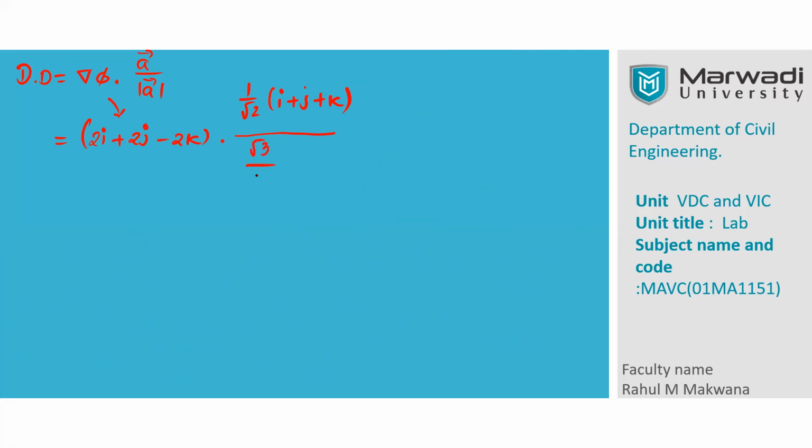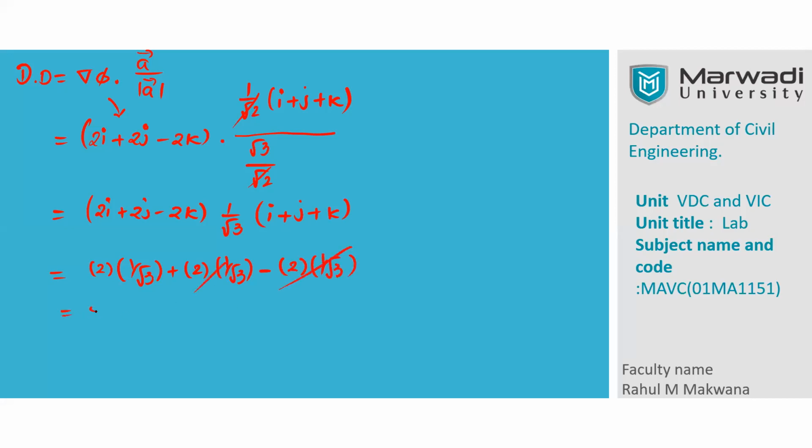And we have root 3 divided by root 2 as magnitude. So we have 2i plus 2j minus 2k, dot 1 by root 3 times i plus j plus k. Coefficients of i are 2 and 1 upon root 3 respectively. Here again same, and these are negative, 2 and 1 by root 3. So cancel and we have 2 divided by root 3. Please note down, this is the directional derivative of question number 4.